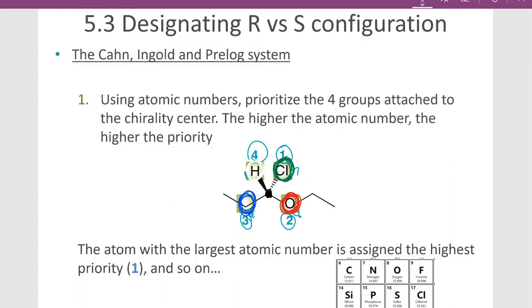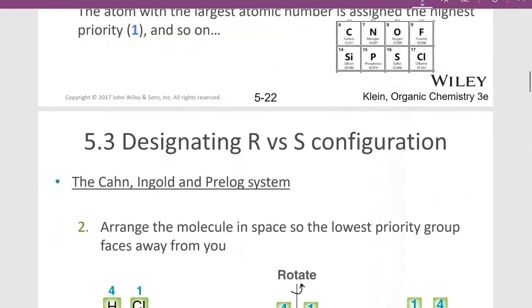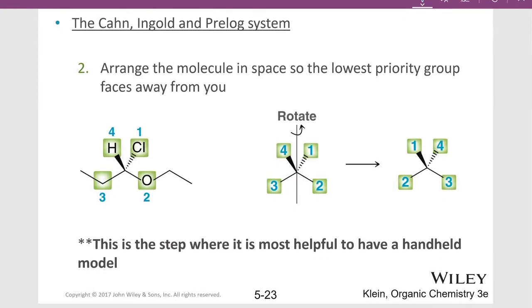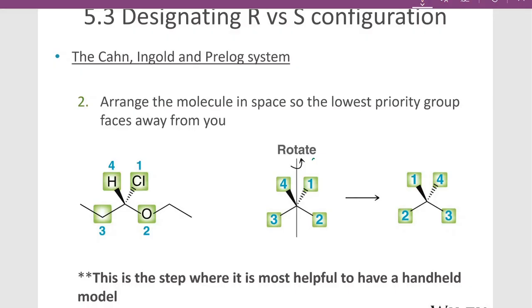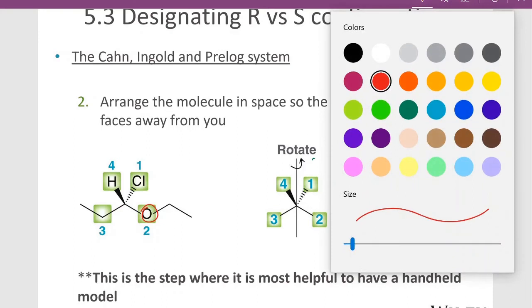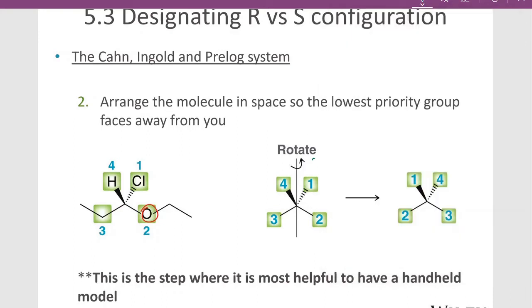Now you can take your handheld model, line it up with these connected atoms, and turn it so that your hydrogen is facing away. So our second rule is to rotate it so that the lowest priority group, in this case the hydrogen, is facing away from you. Remember, our oxygen was red. It doesn't really matter what you label the atoms as. You can label them whatever color you want, but in this case our carbon was blue, our hydrogen was white, and our chlorine was green.